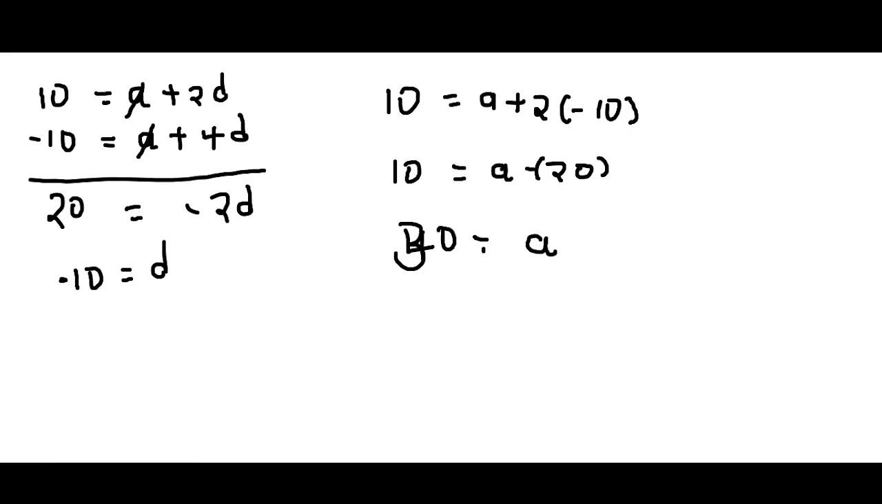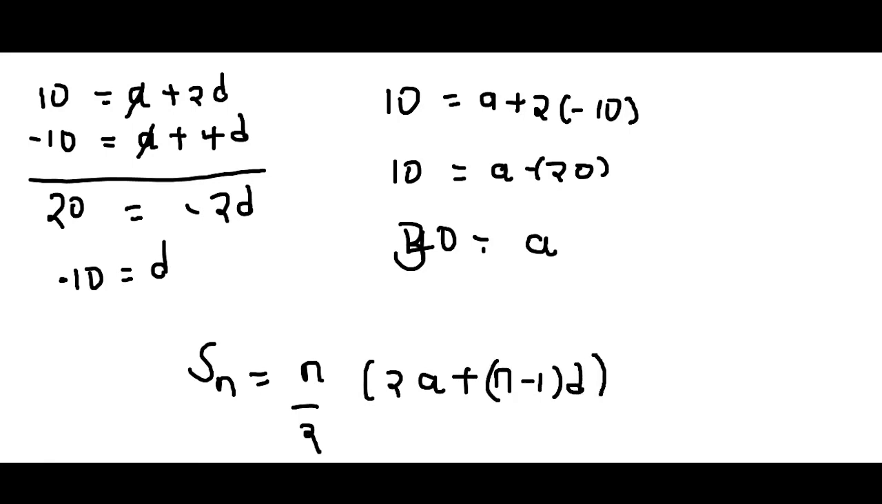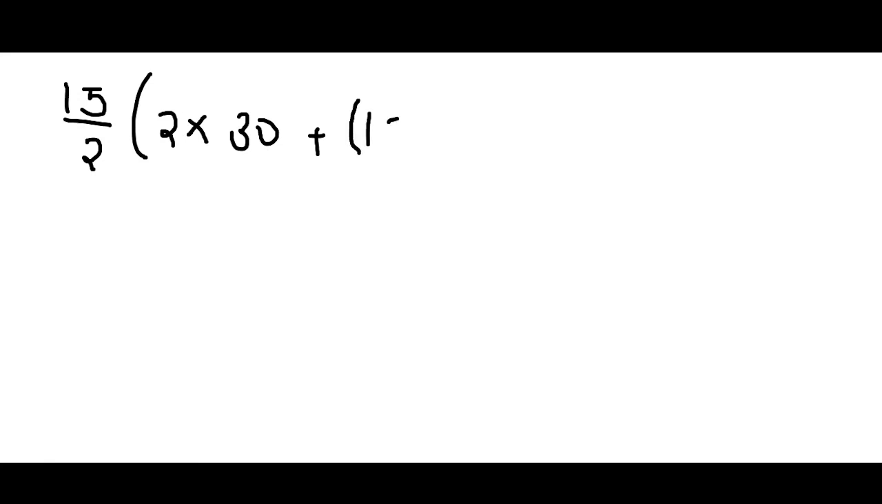And the second part, we've been told find the sum of the first 15 terms. And as we know, Sn equals n over 2 into brackets 2a plus n minus 1, then multiplied by d. So for the first 15 terms, our n will be 15 over 2 into brackets 2 times our a, which is 30, plus n is 15 minus 1, and our d is negative 10.